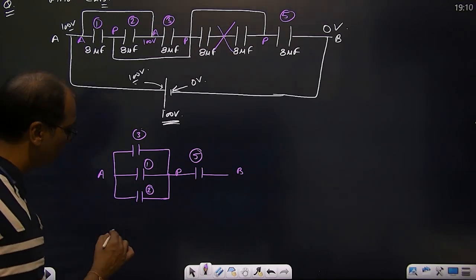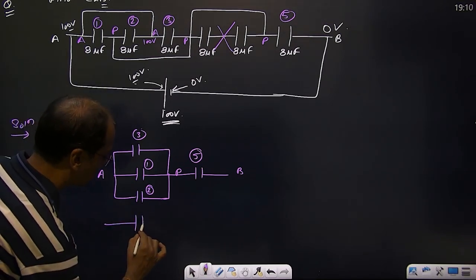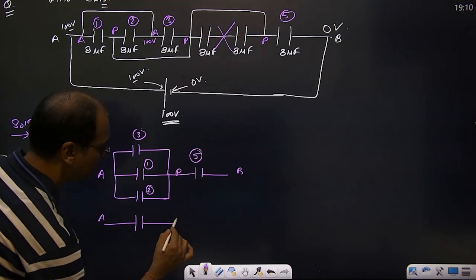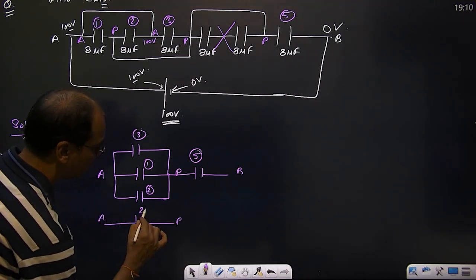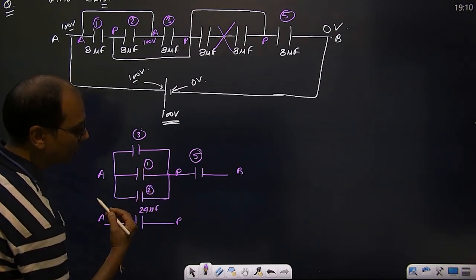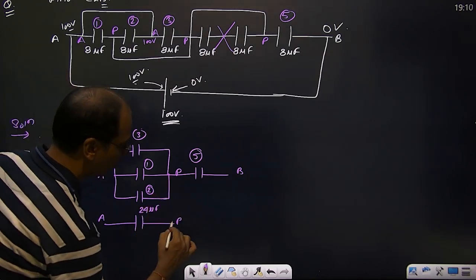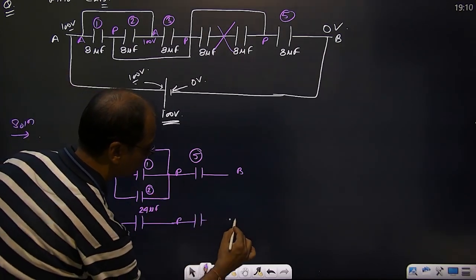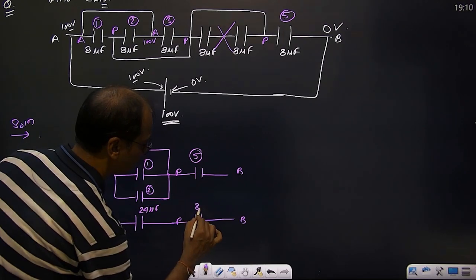So I am writing C now. This is A, this is P. So how much is this? 24 microfarad, 8 plus 8 plus 8. Then between P and B, it is also 8 microfarad.